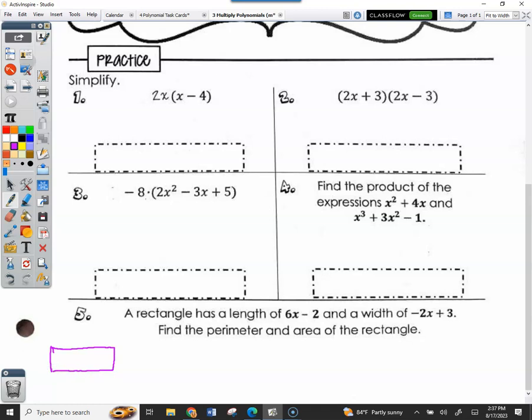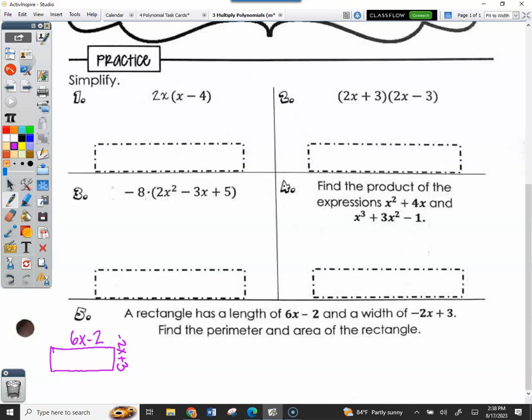Label your rectangle. You're going to label the length. You're going to label the width. We are down here at the bottom. So the length is 6x minus 2, and the width is negative 2x plus 3. I'm going to try and write it right here.